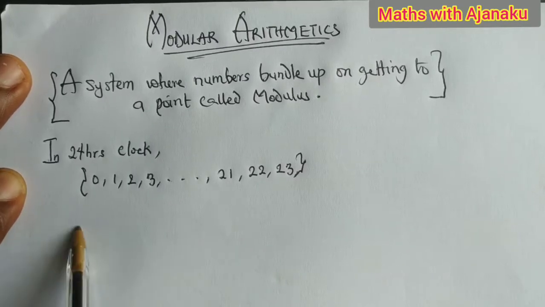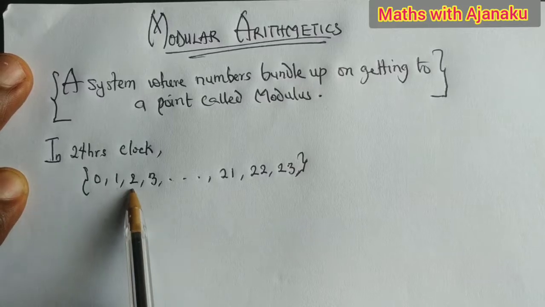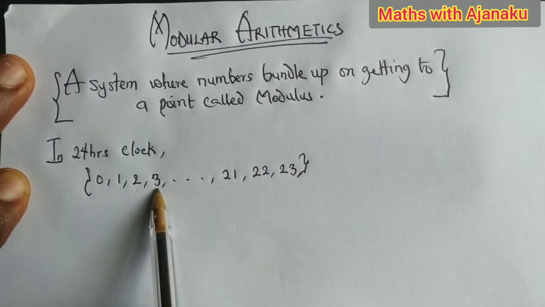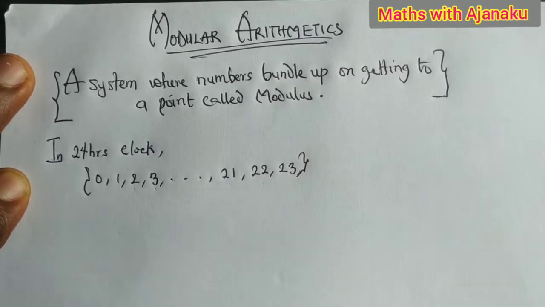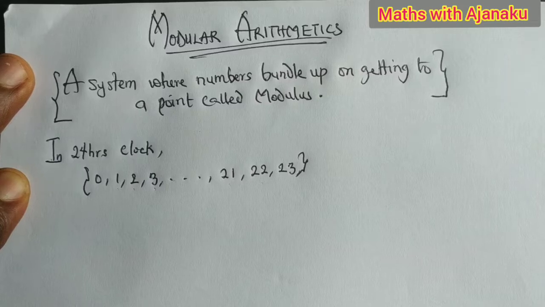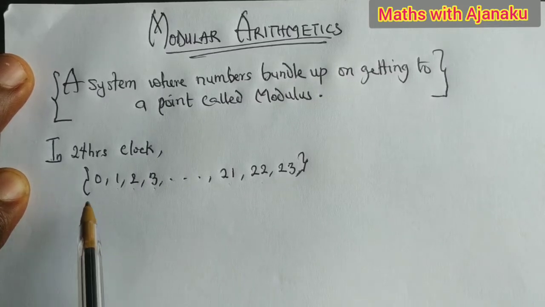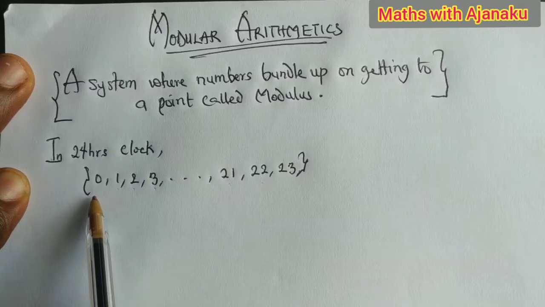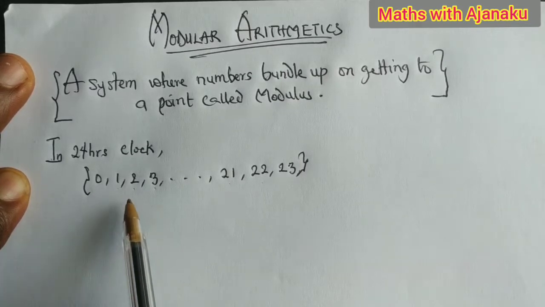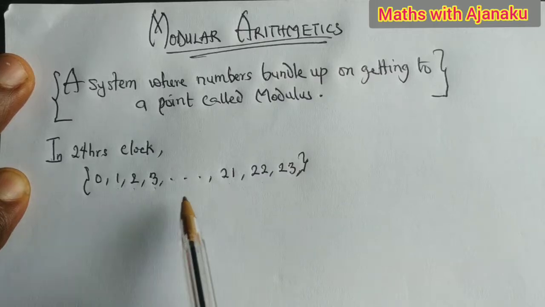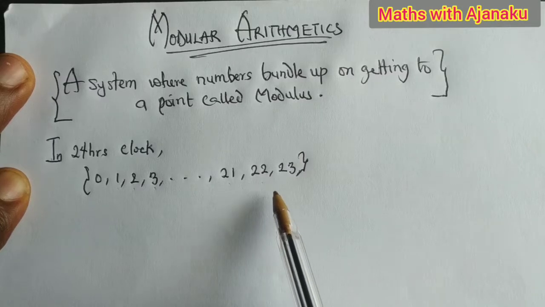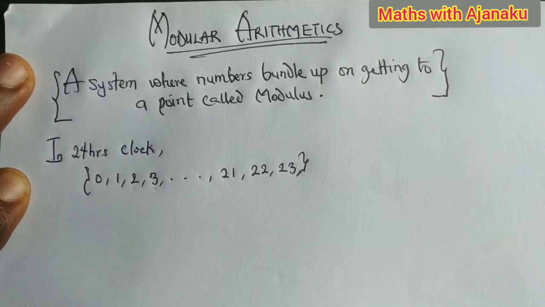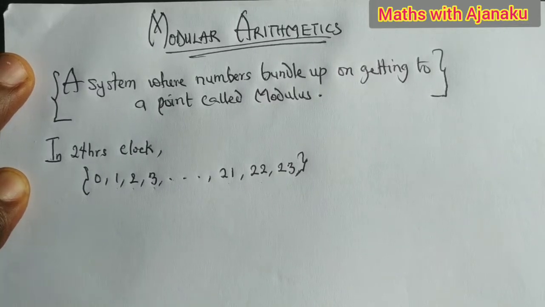You start from 0, 1 hour, 2nd hour, 3rd hour, and so on. You keep on reading 21, 22, 23. On getting to 24, the number bundles up and returns back to 0. So 24 will be 0, 25 will be 1, 26 will be 2, 27 will be 3. Then you keep on going, then 45 will be 21, 46 will be 22, 47 will be 23, then 48, being a multiple of 24, wraps up and turns back to 0 again.